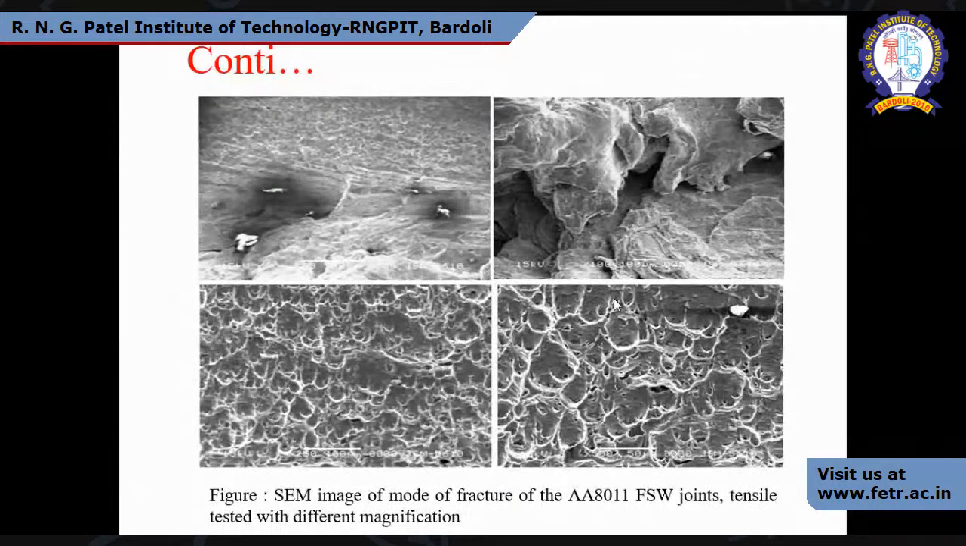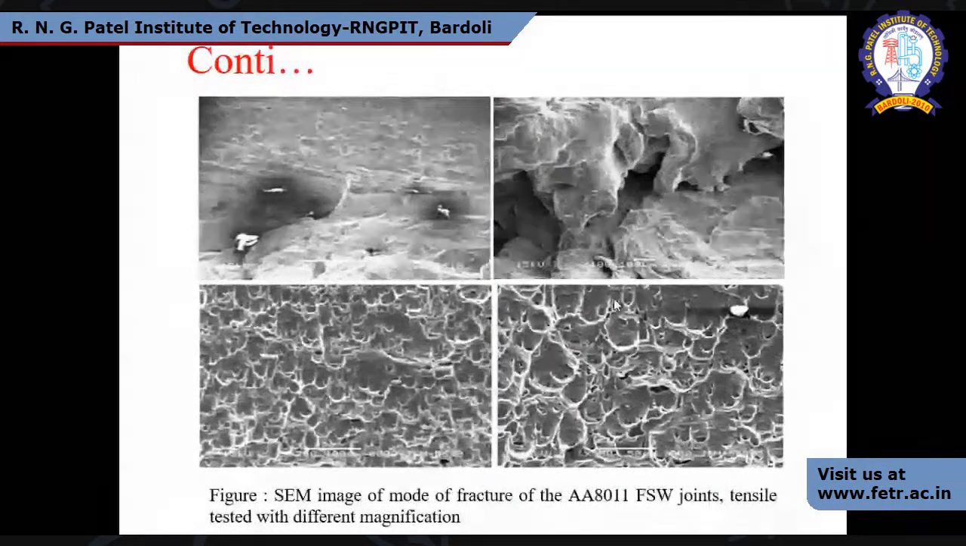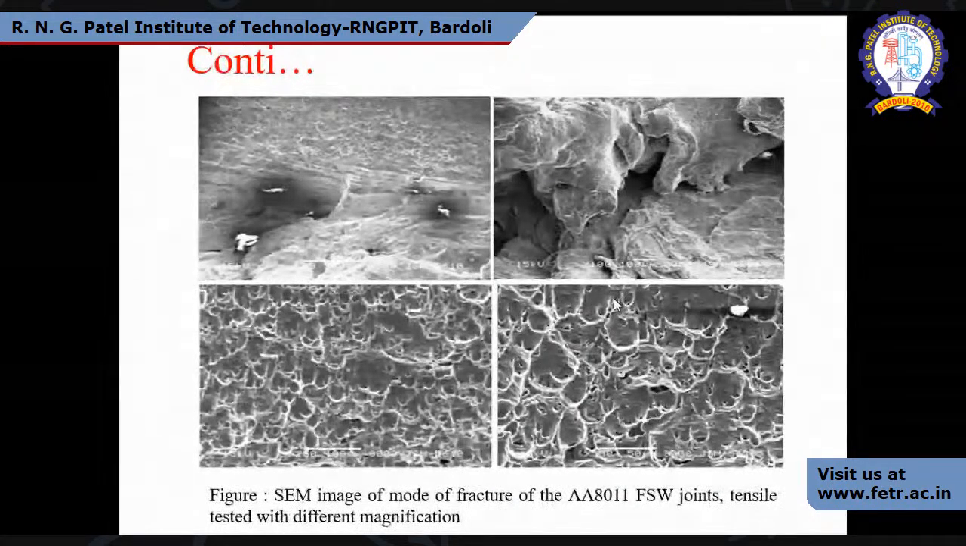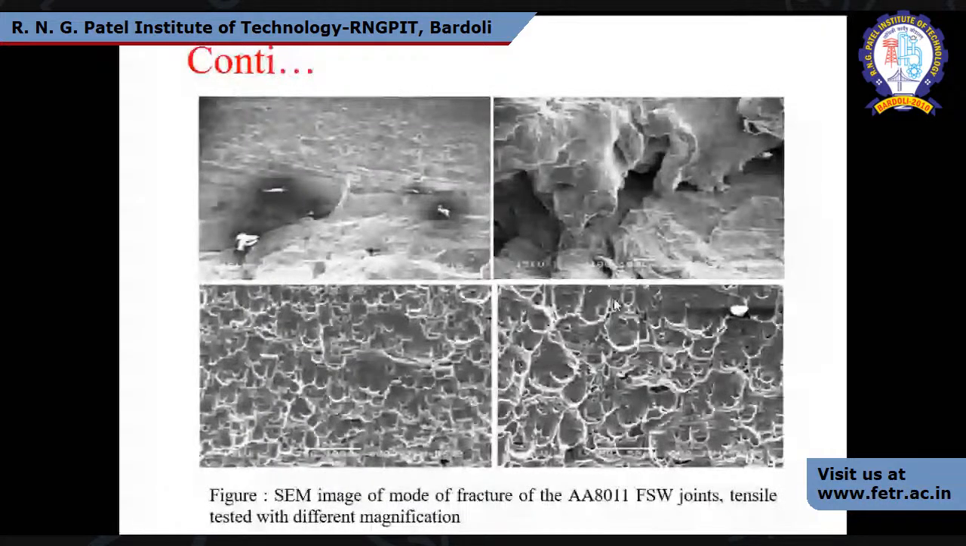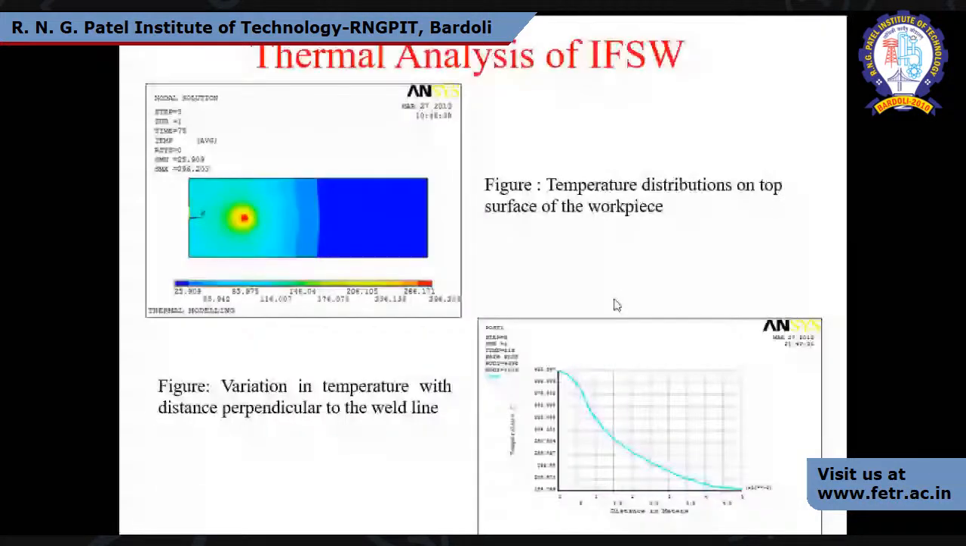This right hand side top figure is basically related to the weld nugget, and the other figures relate to the unaffected zone, the thermo-mechanically affected zone, etc. So these are some of the process parameters that were carried out.